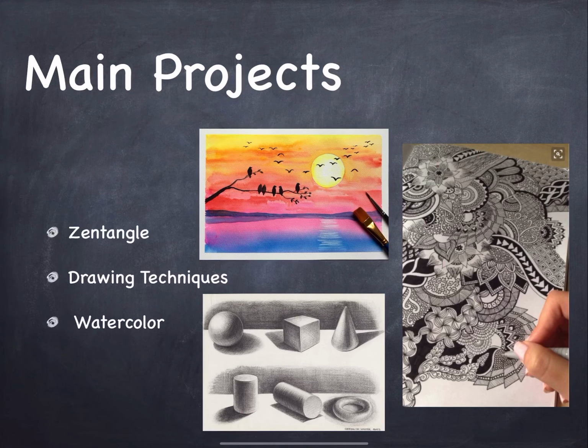So the projects that we're going to be doing, we'll be making a Zentangle with pen and ink. We'll be learning how to use graphite and shading and several other drawing techniques. And then we'll hopefully end with doing some watercolor and making a watercolor landscape. I hope we have enough time to actually finish it, but if not, you'll at least have the skills to know how to actually complete one.